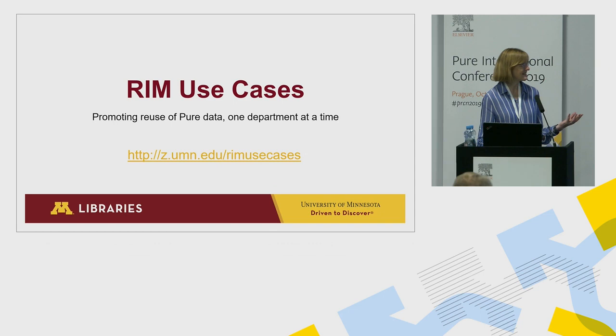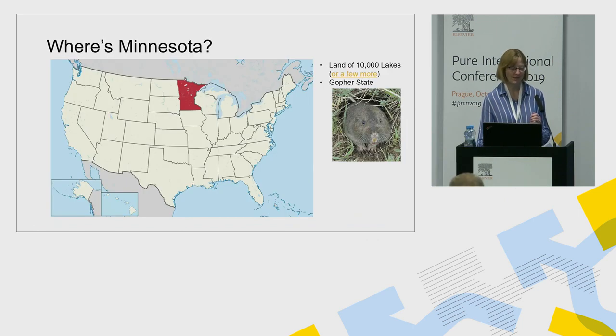I'm going to talk today a little bit about a website that you see linked right there, z.umn.edu. That's our URL shortener at the University of Minnesota, /RIM use cases. And I'll tell you a little bit about how that came about and how we use that to promote the use of RIM, including Experts at Minnesota, our Pure instance at the University of Minnesota. So first of all, I got to give you a little bit of a background.